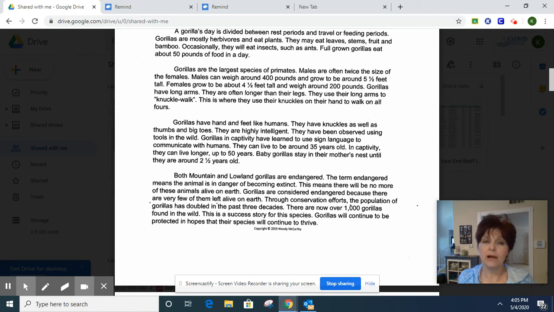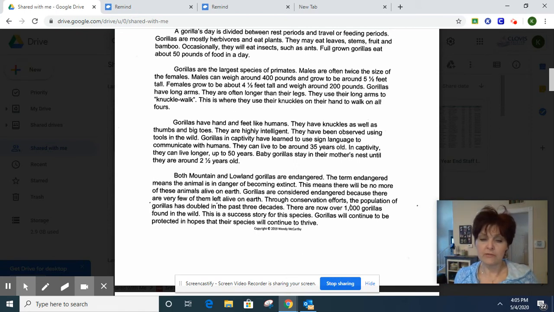Remember our gorilla study that we did on Ivan? He lived a long time, didn't he? Baby gorillas stay in their mother's nest until they are around 2.5 years old. Both mountain and lowland gorillas are endangered. The term endangered means the animal is in danger of becoming extinct. This means there will be no more of these animals alive on Earth. Gorillas are considered endangered because there are very few of them left alive on Earth.